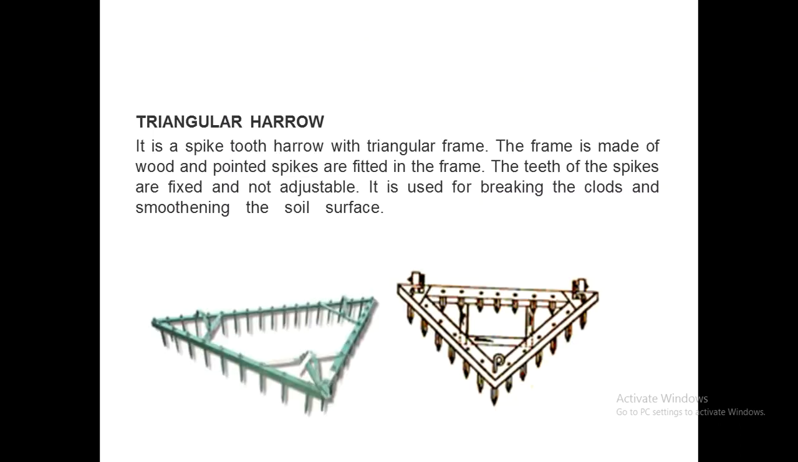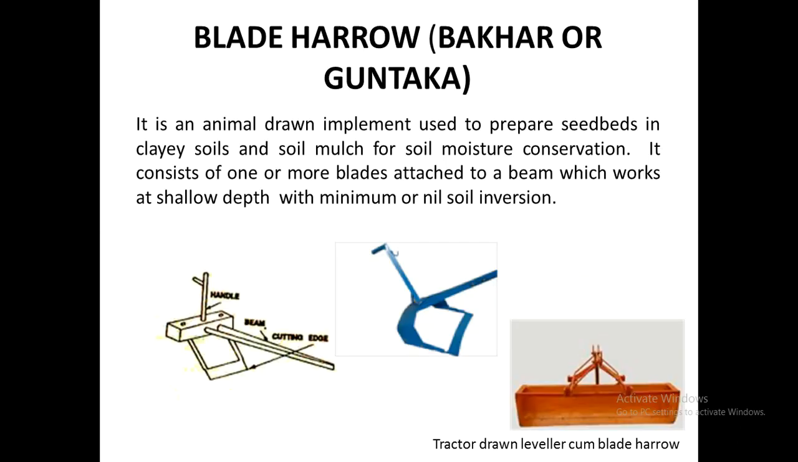Next one is the triangular harrow. So triangular harrow is also similar to a spike tooth harrow, except that it has a triangular frame, and the tooth in the triangular harrow are fixed and they're not adjustable. So there are chances that it might break when it comes in contact with a hard soil particle or a stone. The next one is a blade harrow. A blade harrow is generally used for leveling the soil.